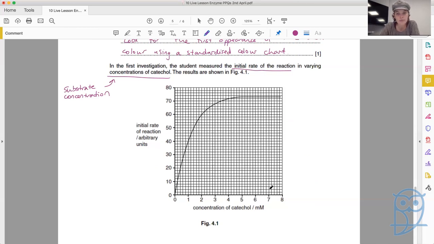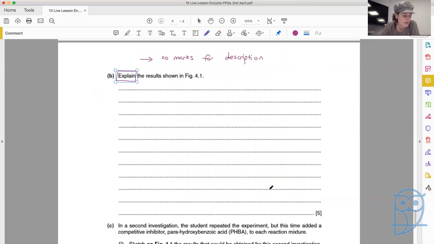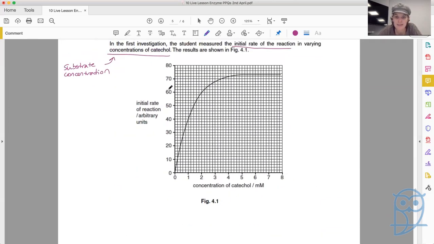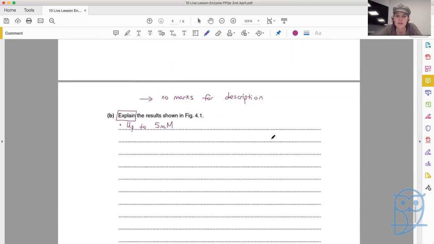So, we can do the same thing again. Okay, so let's do it with a little bit more expansion on the explanation, seeing as we've got 5 marks just for explanation. So let's do it bullet point style, slightly more expanded. Okay, so up to 5 micromoles, I'm sorry. So 5 is here. This is where we really now flattened out.